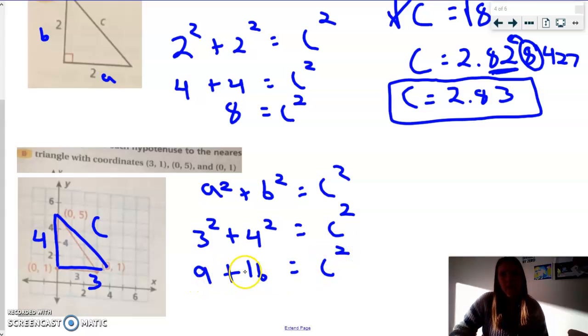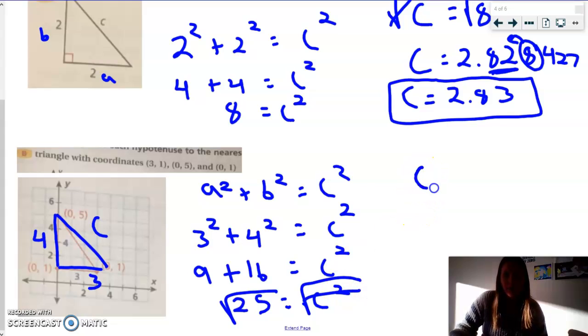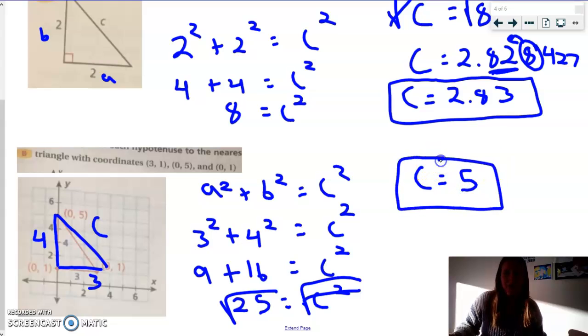Well, 9 plus 16 is 25, is c squared, but then we get to undo it by doing the square root. Hey, I know what the square root of 25 is. It's 5, so c equals 5. And so it also might end up becoming a perfect square and an easier answer to solve out. So then the side length for this one would be 5. And this is actually called a 3, 4, 5 triangle, which happens a lot in math.